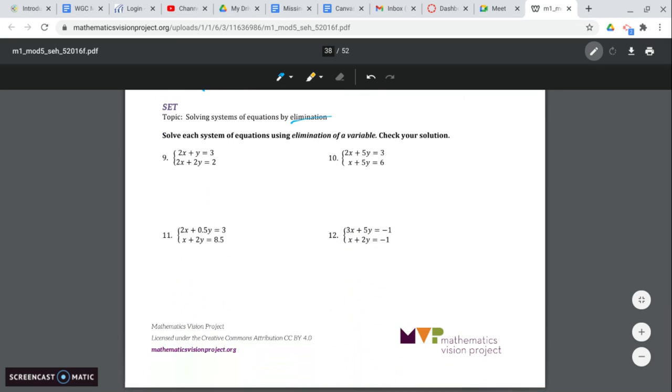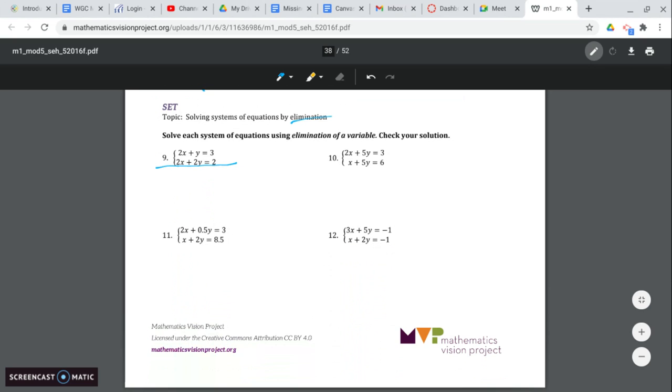All right. The next section is solving systems of equations by elimination. Elimination is your key word for this lesson, elimination. So solve each system of equations using elimination of a variable. In order to do this, we have to have the same coefficient on the same variable. So if we look at number 9, we have 2x in each of the equations.